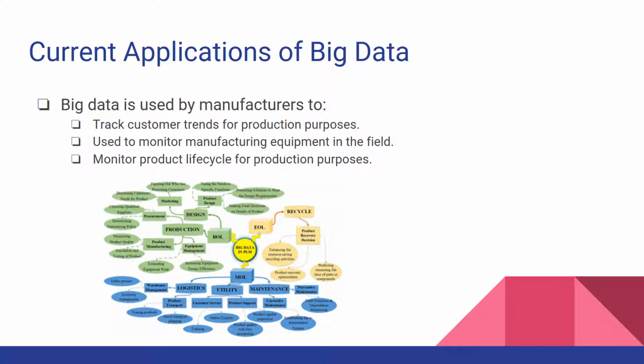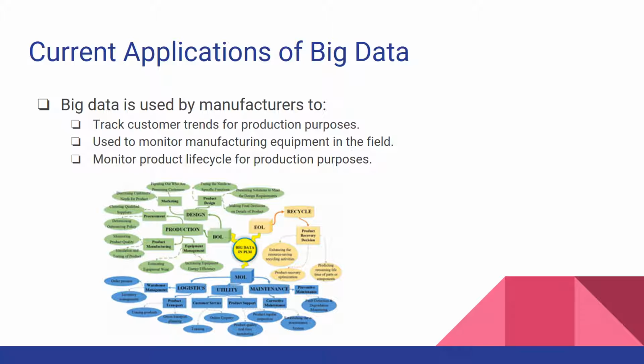The beginning of life cycle's main phases are production design and production marketing. During the production marketing phase, manufacturers try to figure out who their target customers are and what their needs are. In this stage, big data is used to find customer trends for production.